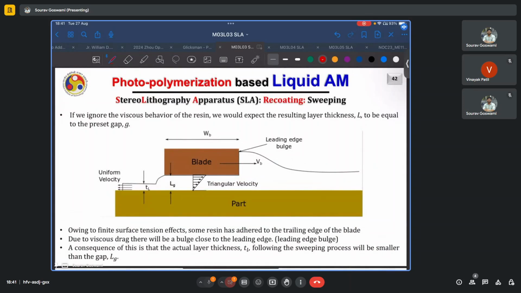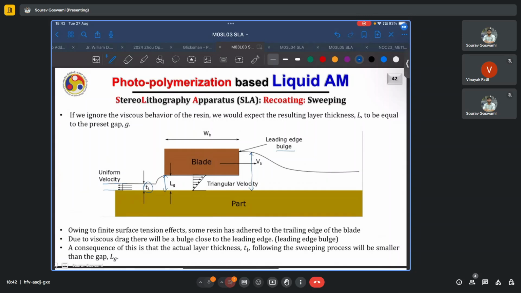Again, because of the viscous behavior of the resin, while far away from the blade, we find that the thickness of the new layer of resin is uniform, equal to TL as shown here. In the vicinity of the blade, we find that this layer will vary. Ahead of the blade, there will be a leading edge bulge where the height is very large. On the trailing edge of the blade, while smaller, the thickness of the resin is still far in excess of the required layer thickness.